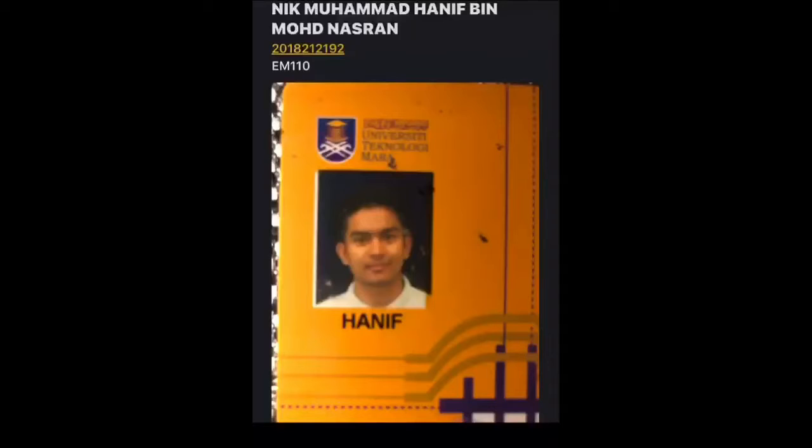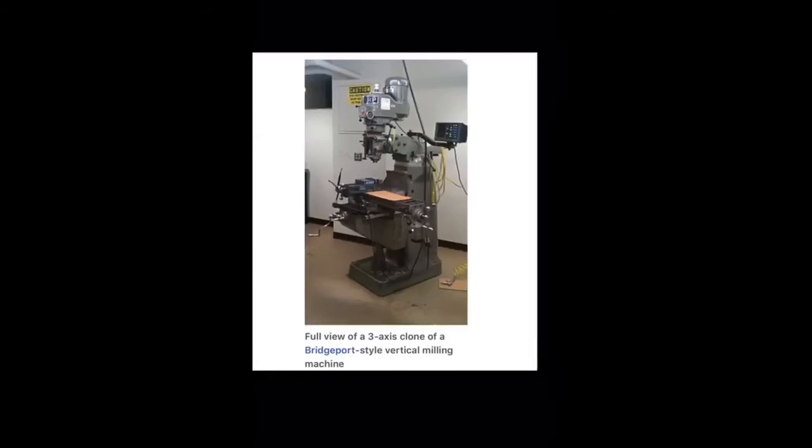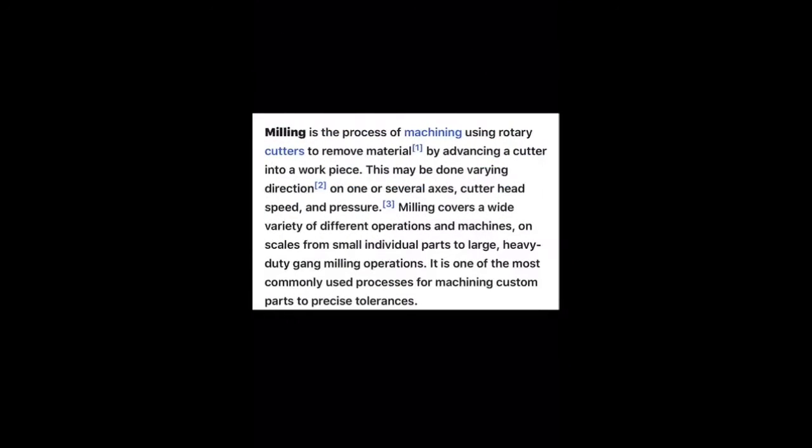Today I'm gonna talk about milling machine, or milling process, or introduction of milling. First thing we need to know, milling is the process of machining using a rotary cutter to remove material by advancing a cutter into a workpiece. This may be done in varying directions on one or several axes, cutter head, speed and pressure.